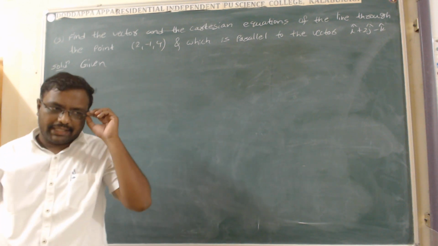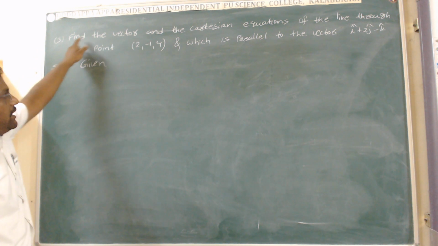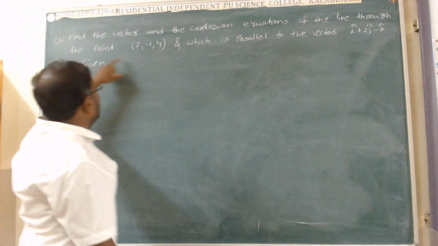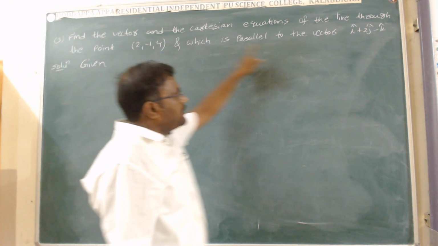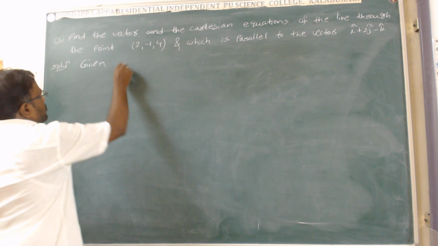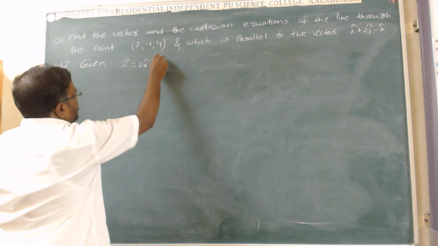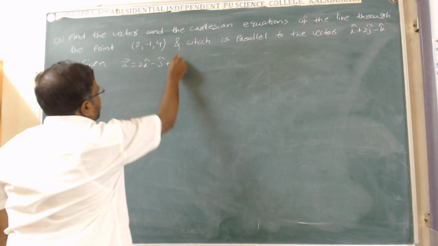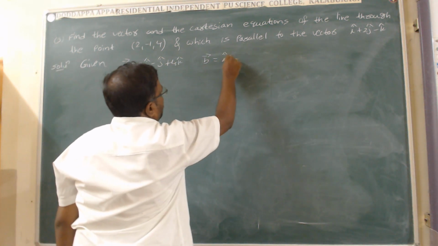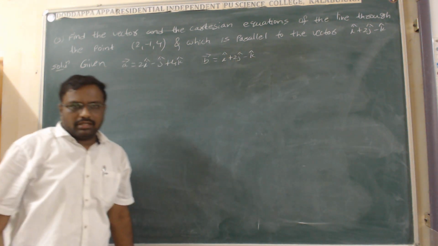Okay, we go for next another problem. So here, find the vector and the Cartesian equation of the line through the point (2, minus 1, 4) and which is parallel to the vector i plus 2j minus k. So given vector a is equal to 2i minus j plus 4k and vector b is equal to i plus 2j minus k is given, right?